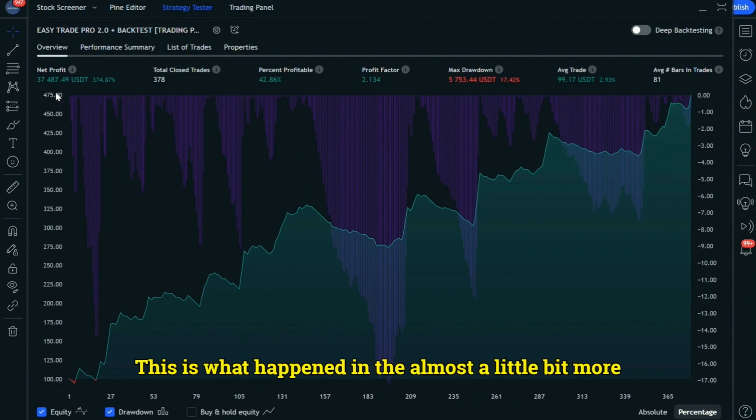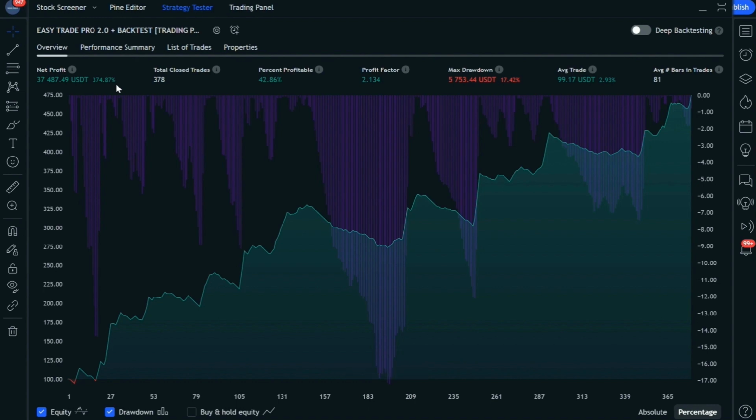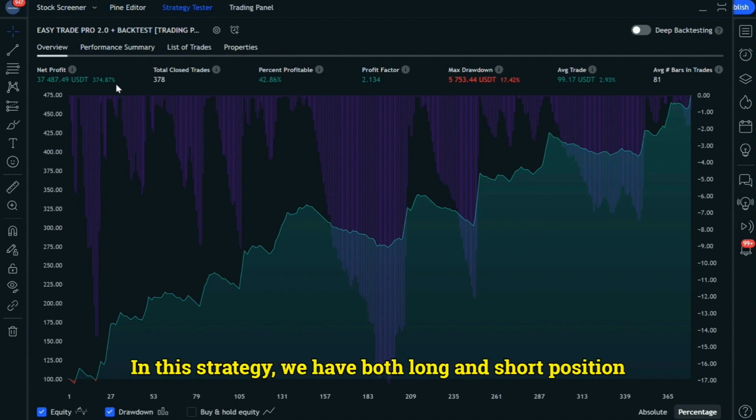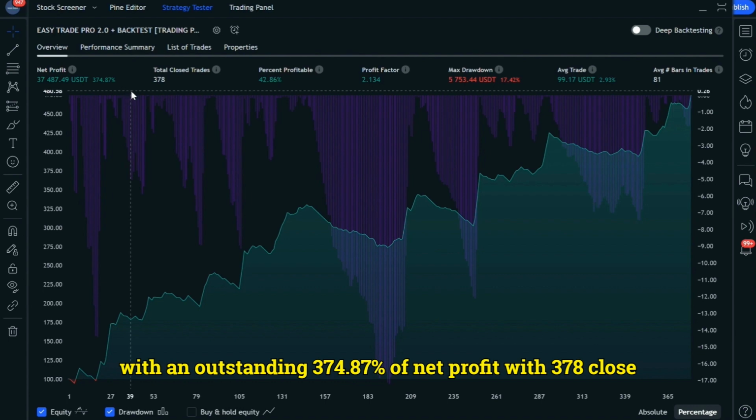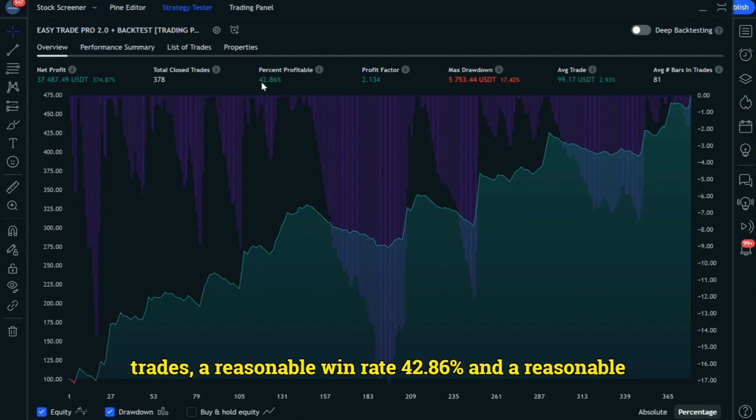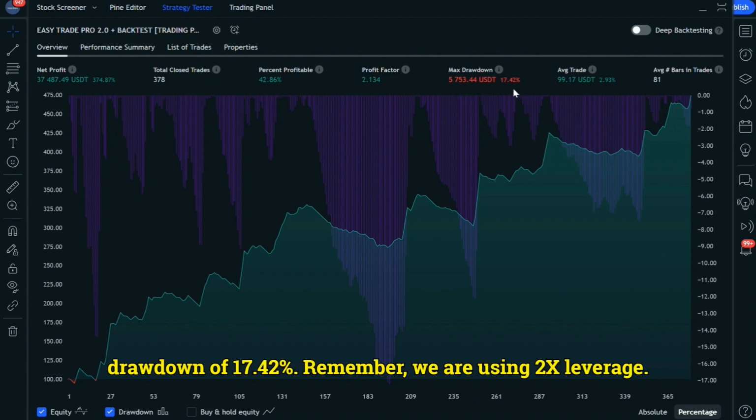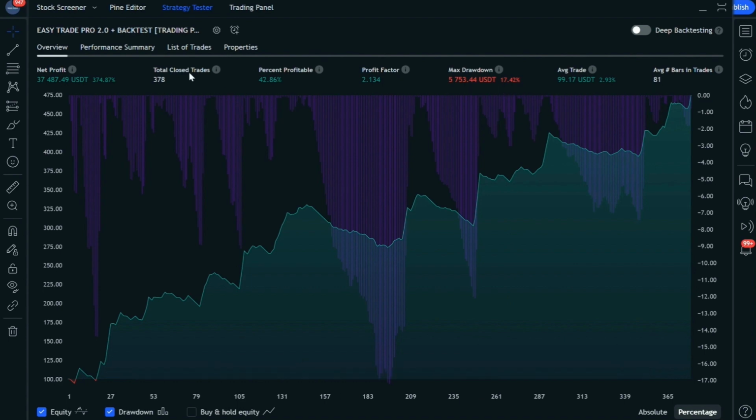This is what happened in a little bit more than 2 years since 1st of January 2022 till today. In this strategy we have both long and short positions with an outstanding 374.87% of net profit, with 378 closed trades, a reasonable win rate of 42.86%, and a reasonable drawdown of 17.42%. Remember, we are using 2x leverage.